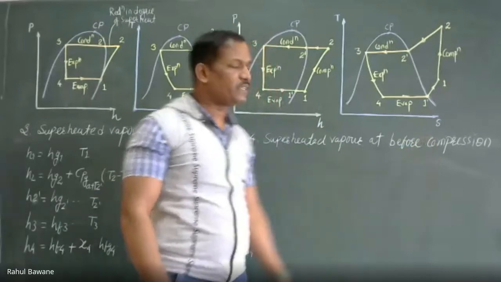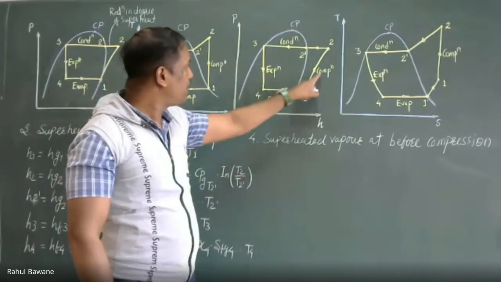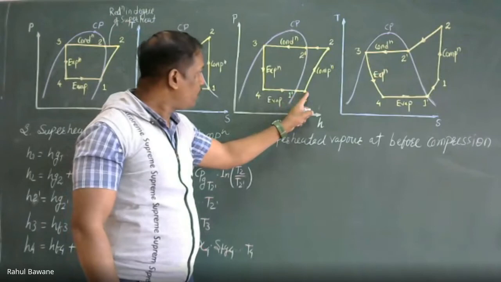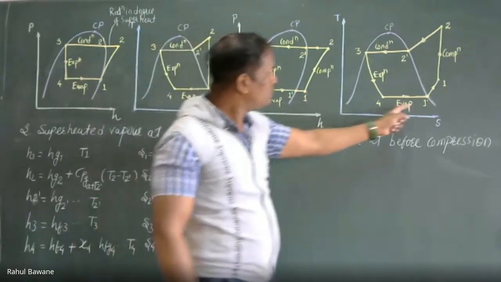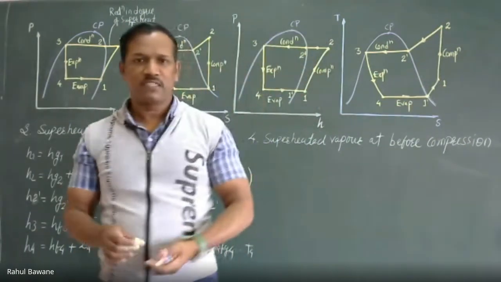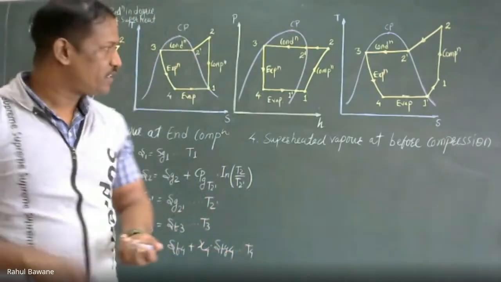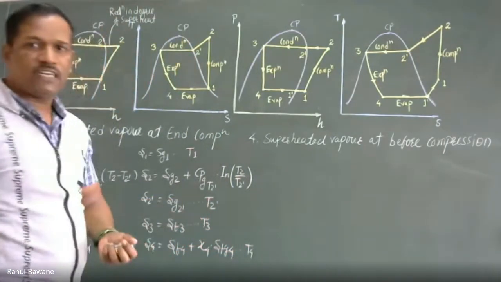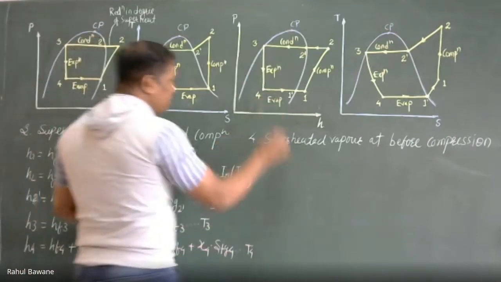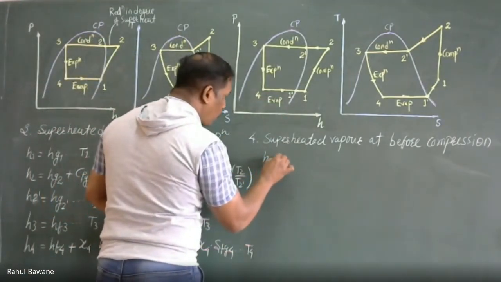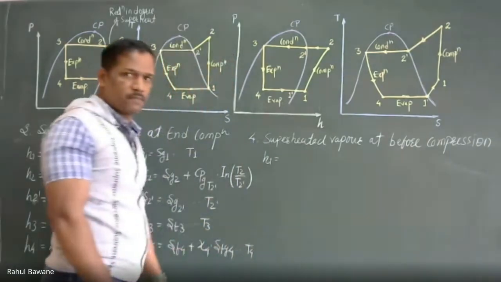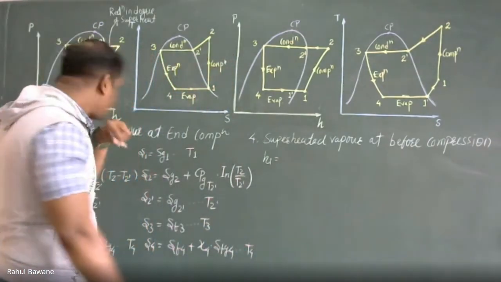So here the superheat is decreasing. It is superheated vapor before compression. So compression starts from 1, but this point 1 already lies in the superheated zone. Before compression, our vapors are in a superheated condition. Now in this case, how do we calculate enthalpy and entropy? H1 is already in a superheated condition, so how do we calculate H1?